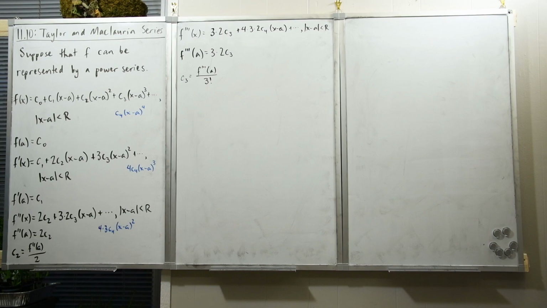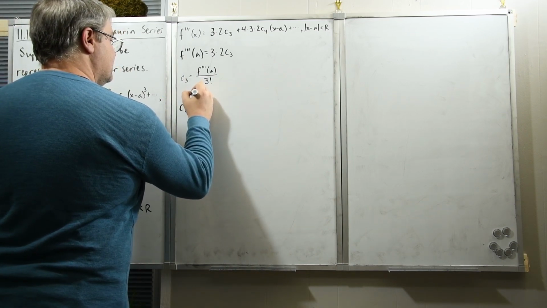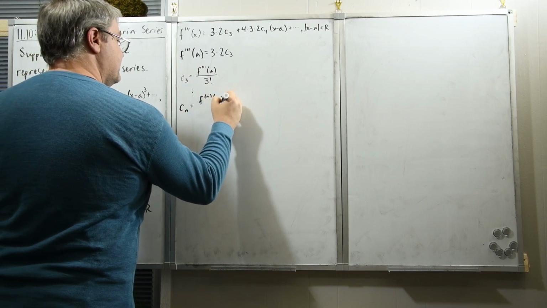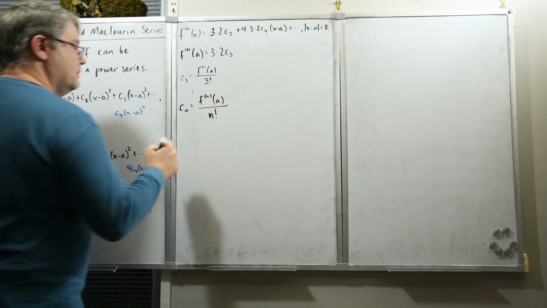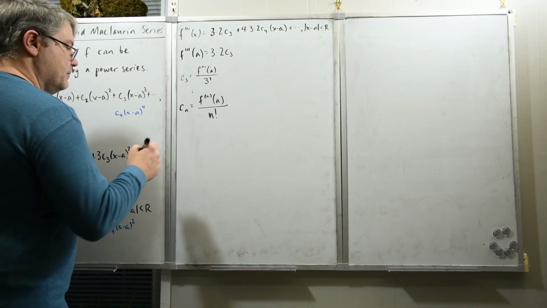So it looks like we have some sort of pattern that we're establishing here, to the point where c sub n we would think of as the nth derivative of f at a over n factorial. And so now we have our representation that tells us what each of these coefficients will look like. And that leads us to the following theorem.